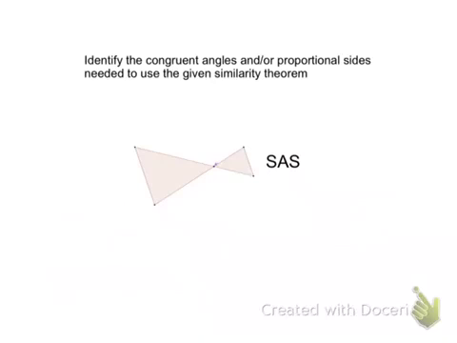Identify congruent angles and or proportional sides needed to use the given similarity statement. So if I want to use side-angle-side, I need to make sure that I use two sides. So I could say this side is 8 and this side is 4. I could say this side's 10 and this side's 5, and the angle in the middle would be A prime. So that would be side, angle, side.